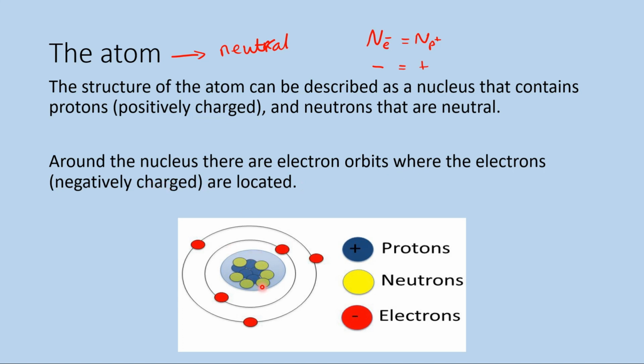So if you look at the figure, you have the blue and the yellow objects, which are protons and the neutrons inside the nucleus, which is this object. And on the electron orbits, the circles around the nucleus, we have the electrons.